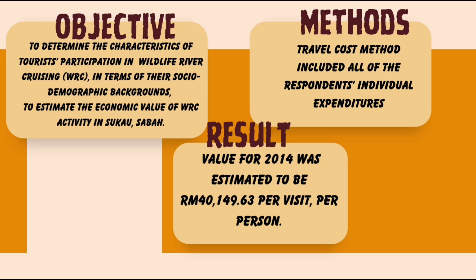In the study, the calculation of the travel cost method included all of the respondents' individual expenditures, like air transportation from the country of origin, land transportation to the tourist jetty in Sandakan Town, Sabah, and the charge tourists paid to participate in WRC. The evaluation technique called the travel cost method was applied to estimate the economic value of WRC in Sukau, Sabah. Based on this finding, the WRC recreational value for 2014 was estimated to be 40,149 ringgit and 63 cents per visit per person.